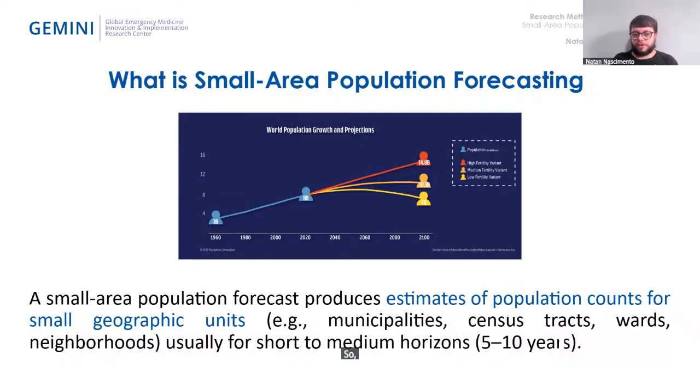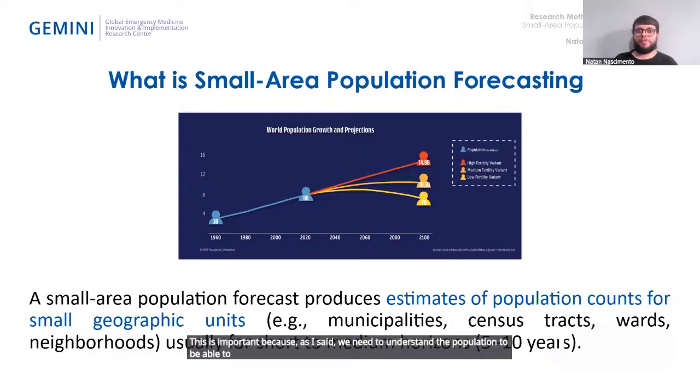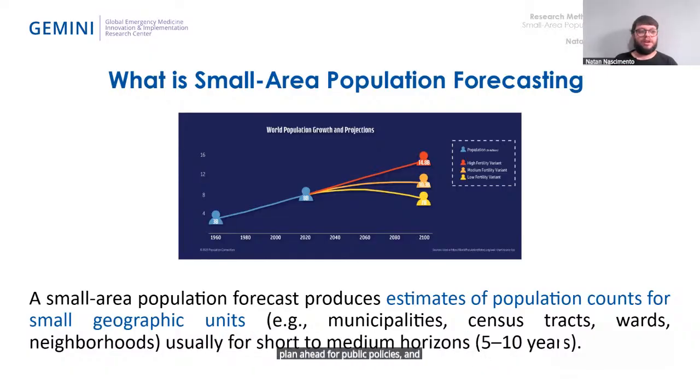So a small area population forecast produces estimates of populations for small geographic units, usually for short or medium horizons, like municipalities, census tracts, neighborhoods. This is important because, as I said, we need to understand the population to be able to plan ahead for public policies and other health, education, and social security stuff. One thing that is important is that this is very specific, and small area population forecasting is not something that we usually do. And why not? It's very, very dependent on data. And we don't have this data.